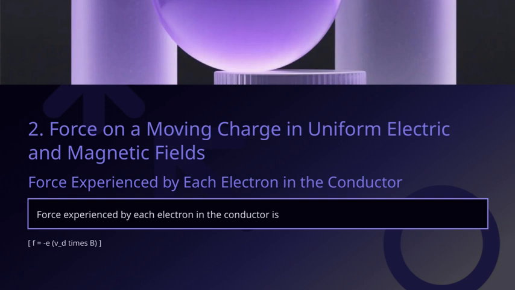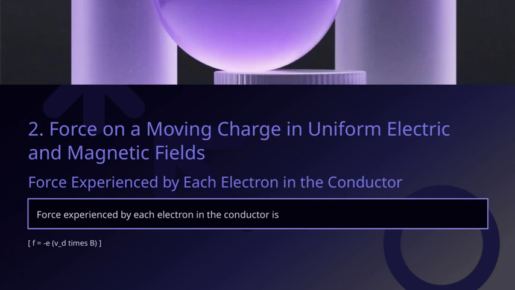When electrons move through a magnetic field, they experience a force perpendicular to both their direction of motion and the magnetic field itself. This is a key concept because it explains how magnetic forces influence charge carriers in conductors. Understanding this force is essential for grasping phenomena like the Hall effect and how magnetic fields can manipulate current flow. So, recognizing how each electron feels this force helps us connect the microscopic behavior to the macroscopic electrical effects we observe.